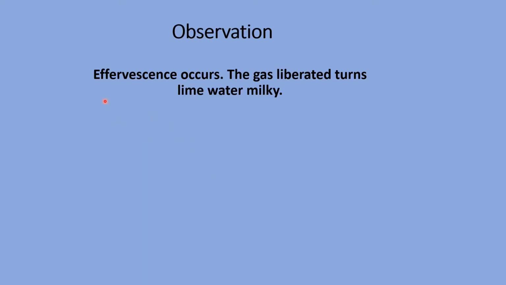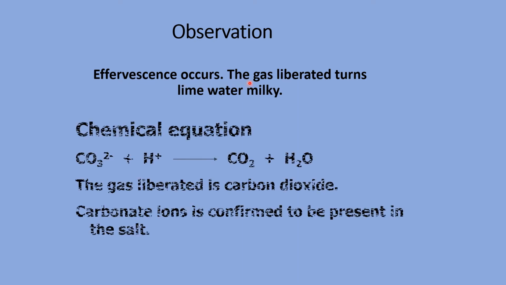Observation. If effervescence occurs, the gas liberated turns the lime water milky, cloudy or chalky. Chemical equation. Carbonate ion reacts with the H plus ion. You will get carbon dioxide and water. The gas liberated is carbon dioxide. Carbonate ion is confirmed to be present in the salt.